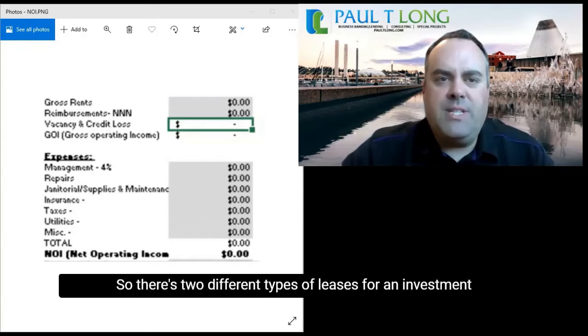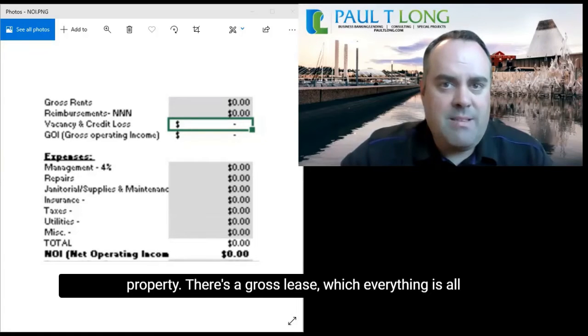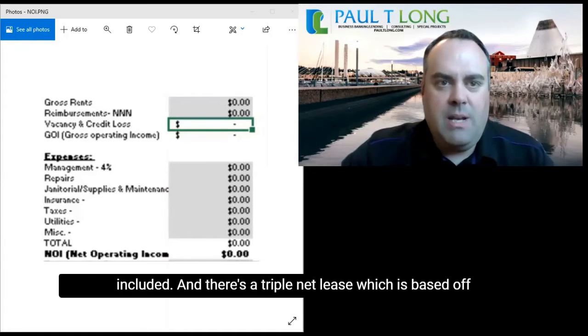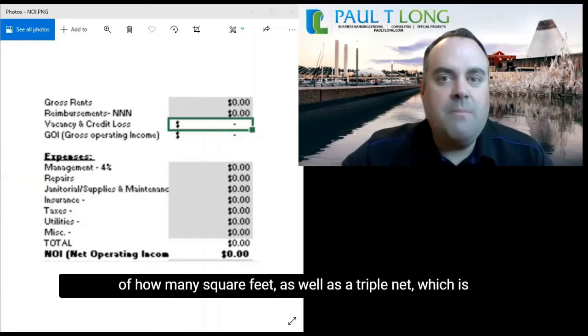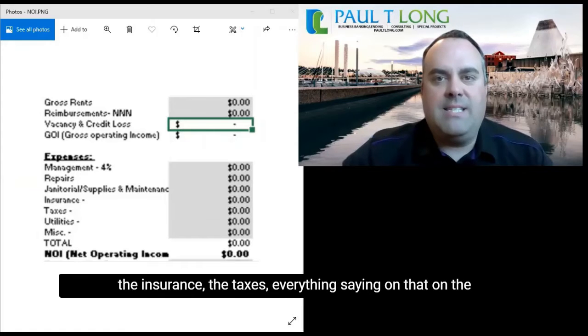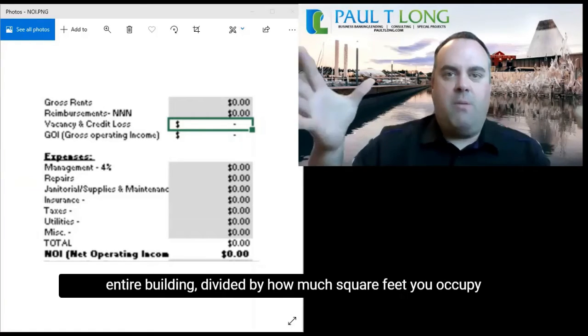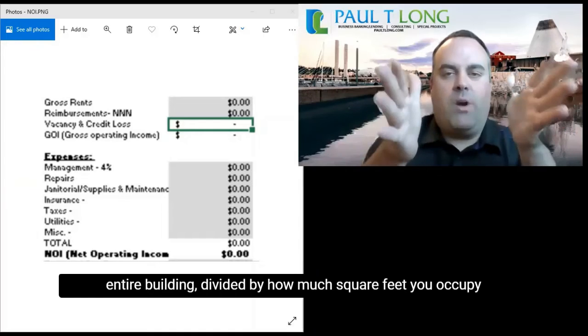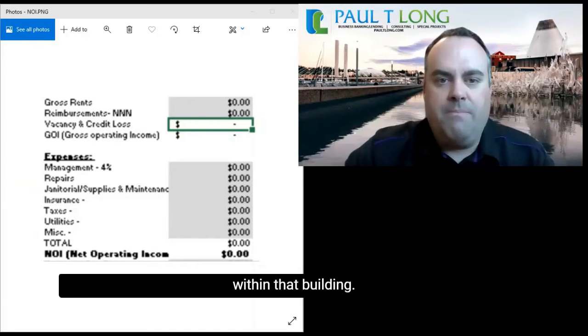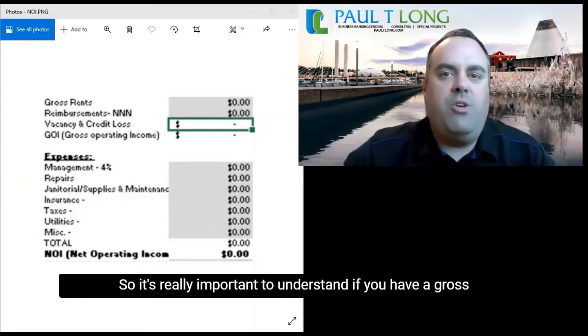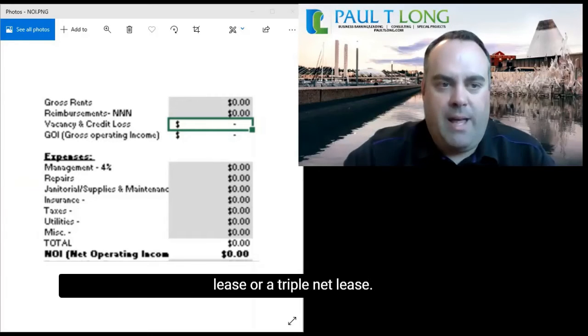There are two different types of leases for an investment property. There's a gross lease, where everything's all included, and there's a triple net lease, which is based off of how many square feet you occupy, as well as the triple net, which is the insurance, the taxes, everything on the entire building divided by how much square footage you occupy within that building. So it's really important to understand if you have a gross lease or a triple net lease.